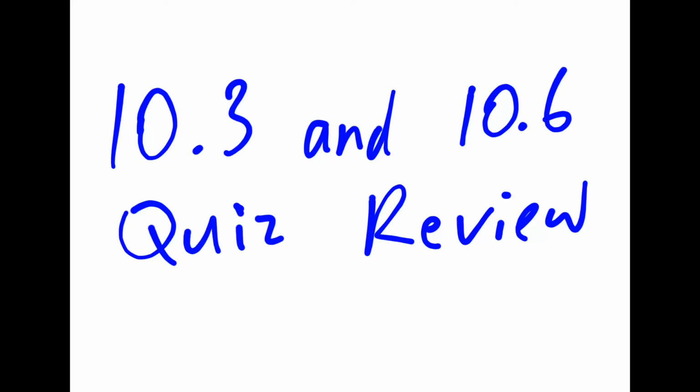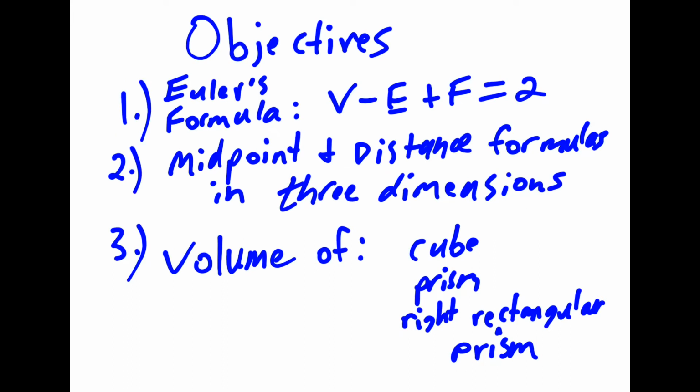This video goes over 10.3 and 10.6 to get you ready for the quiz. There's a couple of objectives here. First, we're going to talk about Euler's Formula, v minus e plus f equals 2. And we'll extend the midpoint and distance formulas that we learned earlier in the year to 3 dimensions. Then we'll practice finding the value of some different figures.